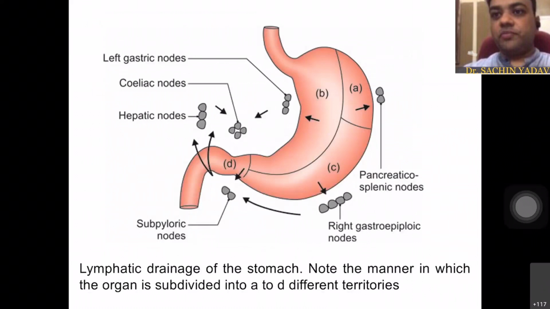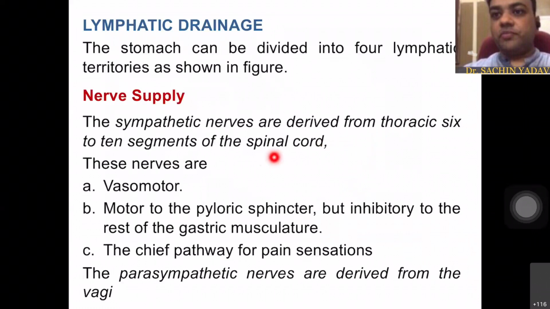The nerve supply is sympathetic and parasympathetic because it is a visceral organ. The sympathetic nerve is derived from the thoracic 6 to 10 segments of the spinal cord. So what is the function of the sympathetic nerve? They are vasomotor, and motor to the pyloric sphincter, but inhibitory to the rest of the gastric musculature. So remember, for the gastrointestinal system, the sympathetic nerve is the nerve of retention, and the parasympathetic nerve is the nerve of emptying.